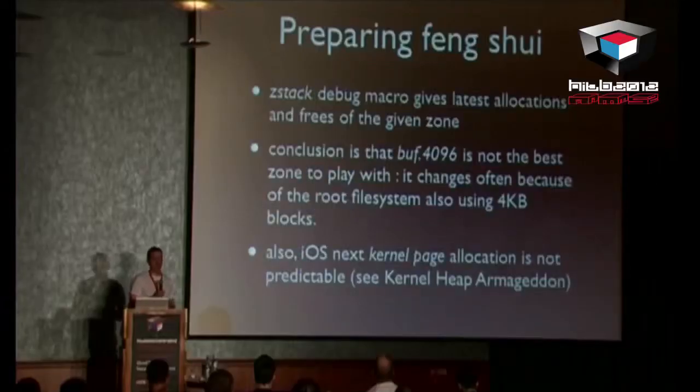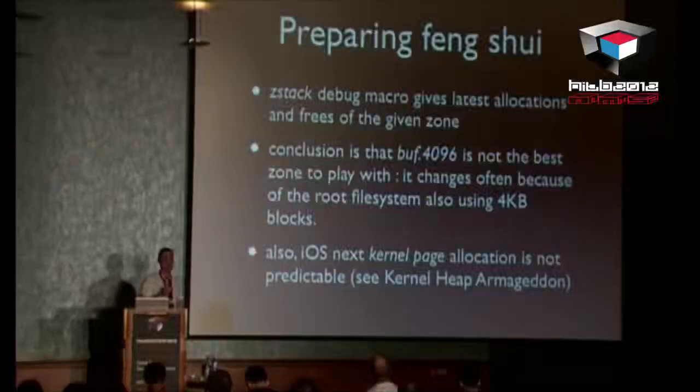I tried to play with this, but I concluded that buff 4096 bytes is not the best zone to play with, because it changes really often. Also, the root file system of iOS, for example, or OS X also uses this special heap zone. So we'll see after that we need to change that zone to another one.